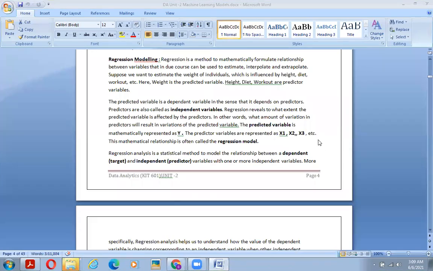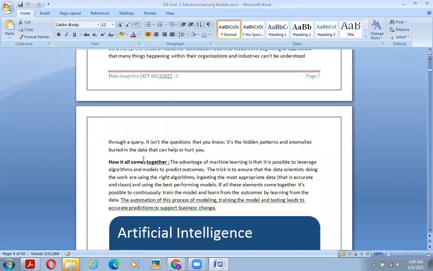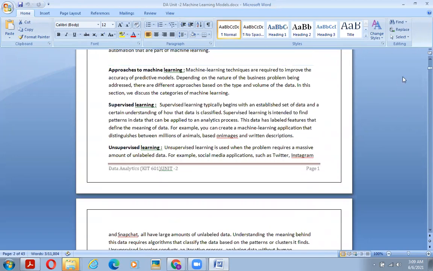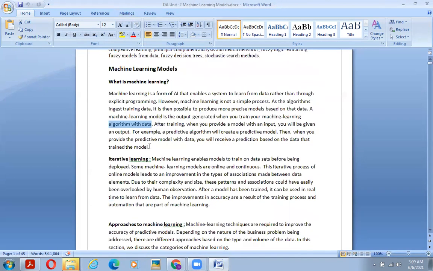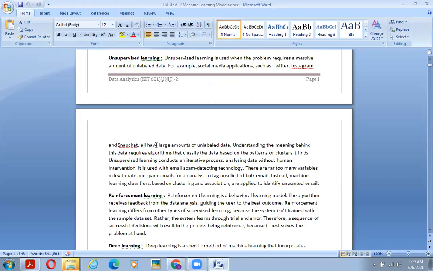This is the second topic of the part: regression modeling. We introduce this subject and explore the word data analysis. What really is data analysis with the help of machine learning? How does machine learning help us in data analysis?